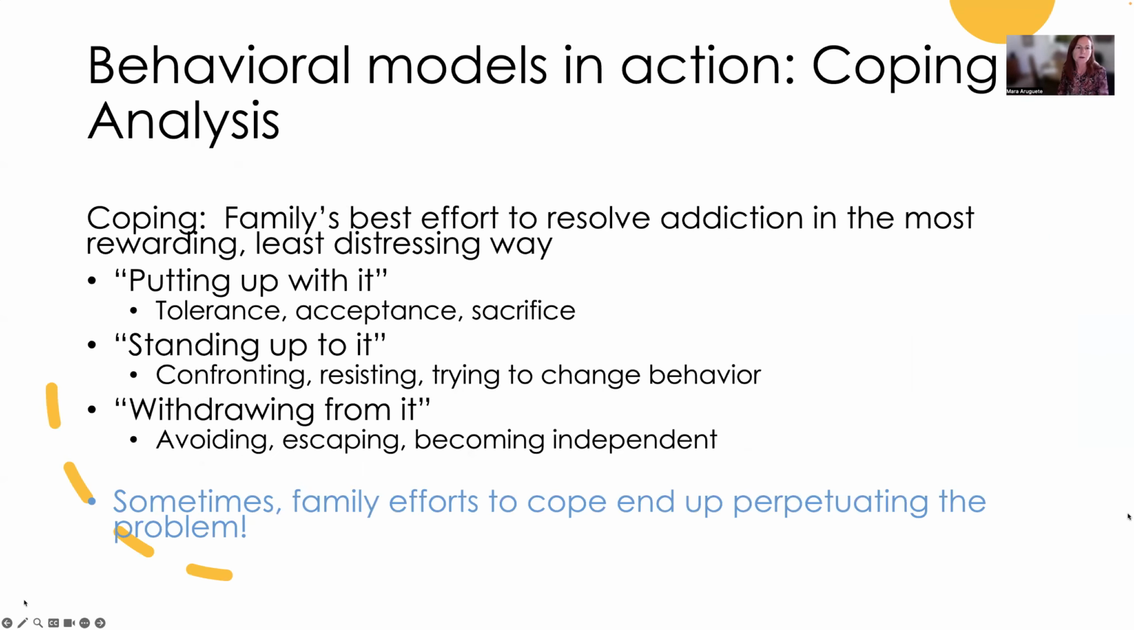Okay. Another thing that behavioral models do is a coping analysis. And so the family is coping with the drug use or alcohol use in one member of the family. And this is the family's best effort to resolve the addiction in the most rewarding and least distressing ways. So these are ways that families typically hit on to get back to that homeostasis where the family wants to be.